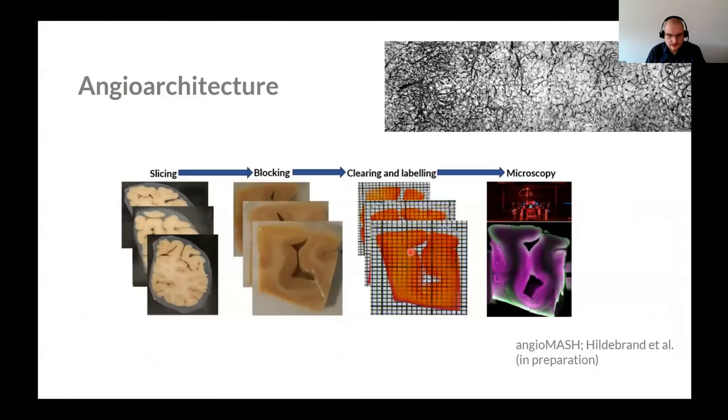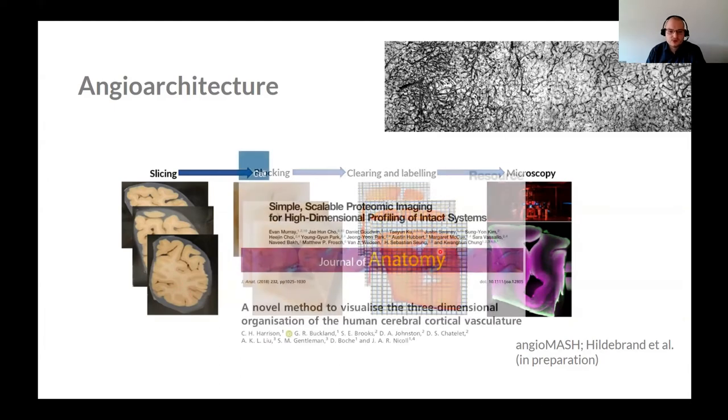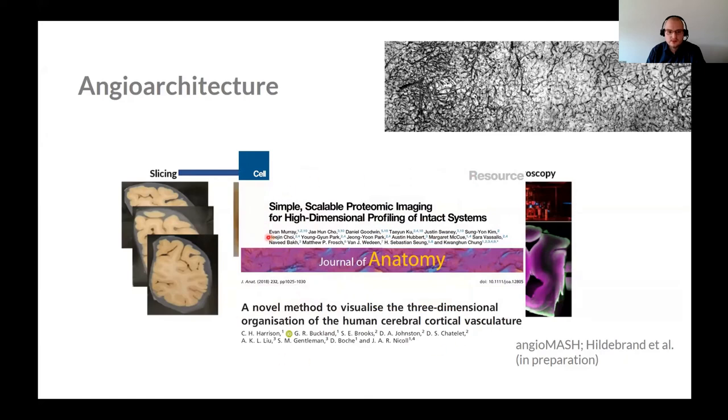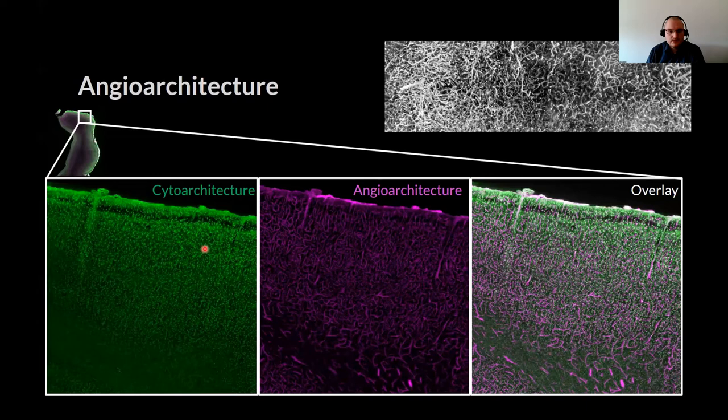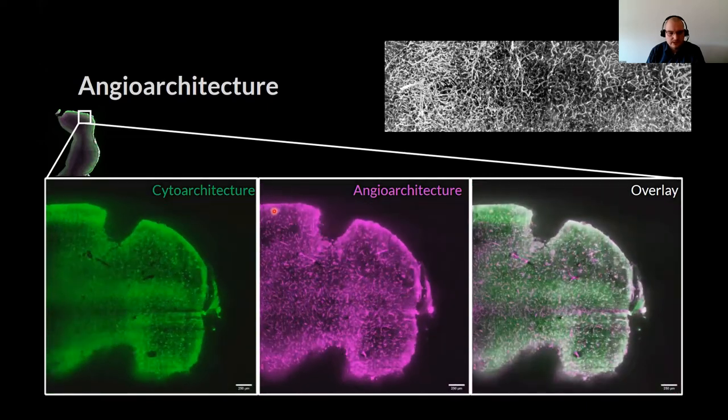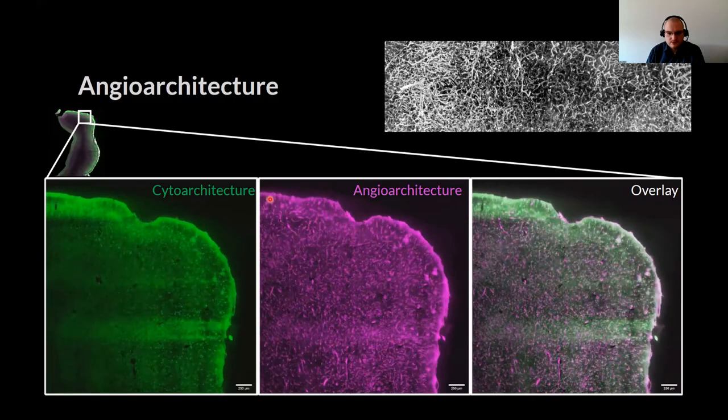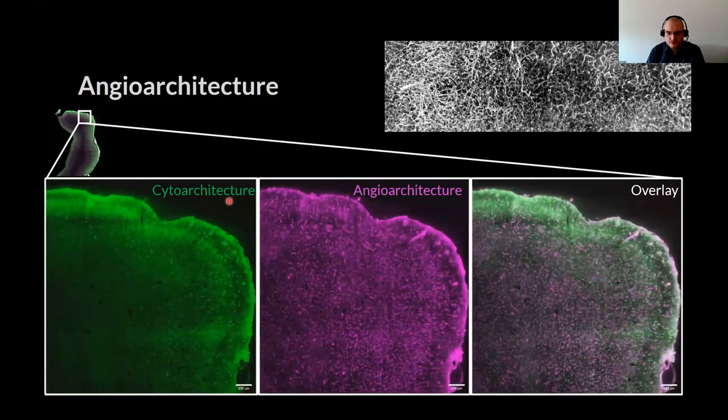So in order to look into this, I set up what we currently call the AngioMesh pipeline, which basically took the original mesh protocol together with these two protocols here by Murray et al. and by Harrison et al., which use lectins for vascular labeling. And I kind of blended them all together to produce this pipeline that can simultaneously label the cyto and the angio architecture. And the whole thing takes about 2 weeks. So here you can see that we can stain both, and it gives you very nice labeling of both of these aspects of cortical anatomy.